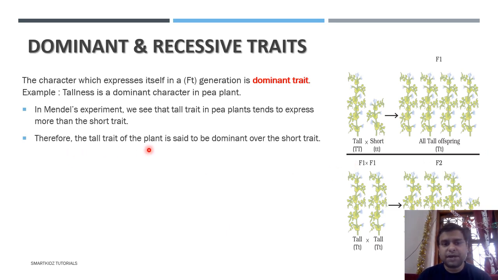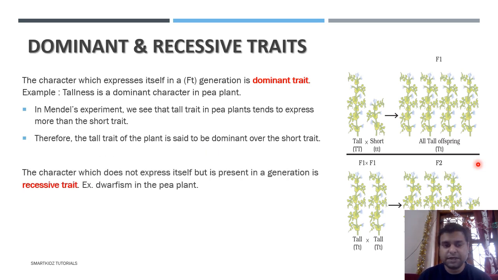So the tall trait of the plant is said to be dominant over the short trait that we have already seen. Those characters which do not get expressed, not just with respect to tall plants but with respect to other characteristics that he studied, there were 6 other characteristics apart from the height of the plant that he studied, and those which did not express themselves or remained hidden in the F1 generation were referred to as recessive traits.